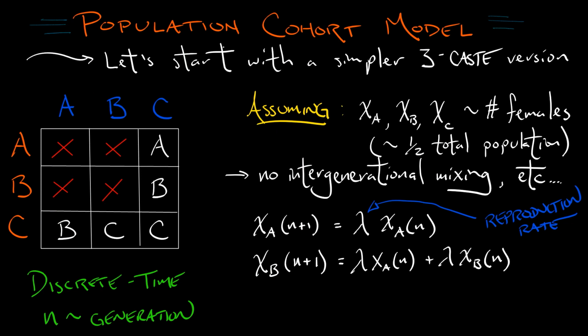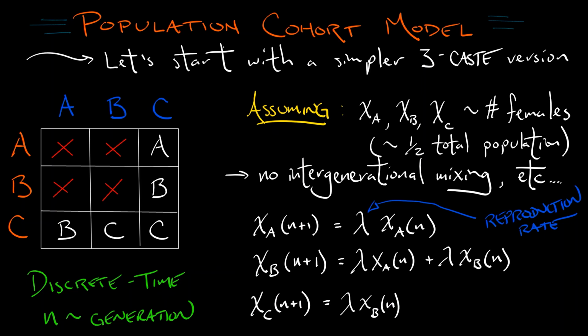Okay, last term, and this is the complicated one. Modeling XC at time n plus 1 gives us what? Well, notice there are two ways to get caste C offspring. One of them involves having a caste C mother with a caste B father. And this is the only way that a caste B father can produce offspring. You see that column where it has a C and nothing else? So one of the terms in XC at n plus 1 is lambda, that reproduction rate, times XB at time n.